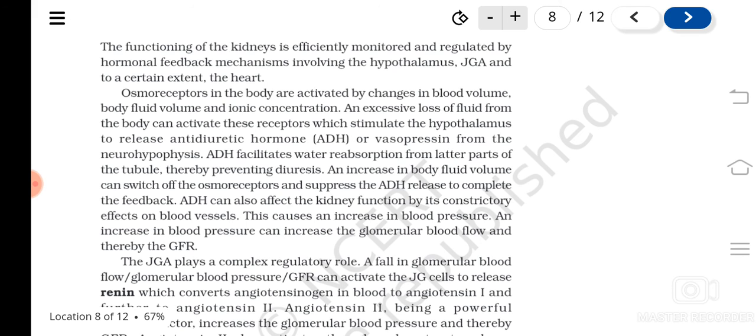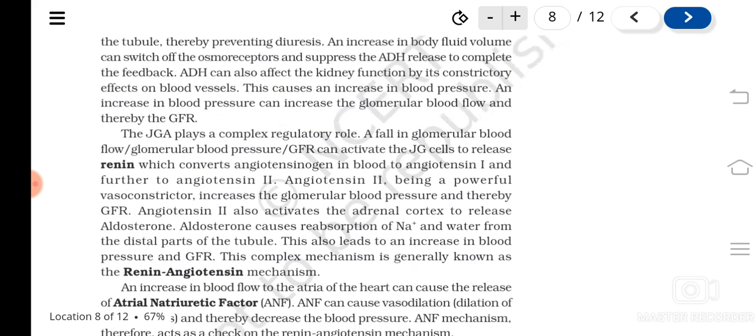An increase in the body fluid can switch off the osmoreceptors, and that suppresses the release of ADH. Understood? So how does ADH function? By constricting the blood vessels, so that the blood pressure can be increased and thereby the glomerular filtration can be increased. This is one of the methods. Then another method is what? JGA, the juxtaglomerular apparatus.